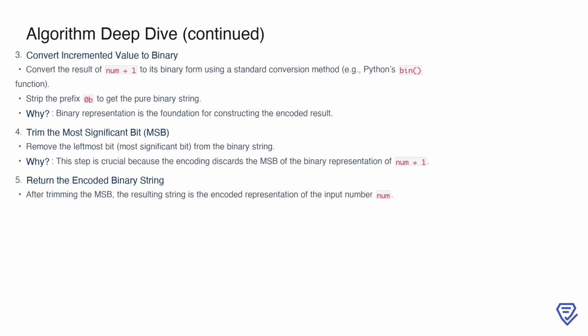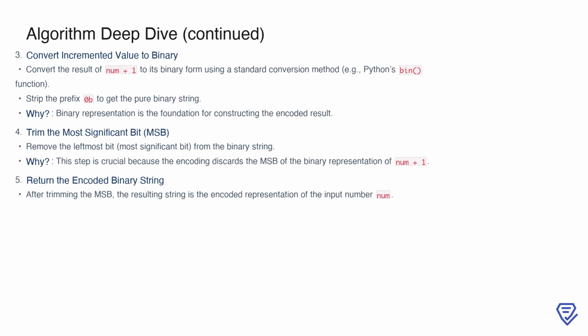Now, after incrementing the input number, the next step is to convert the result into its binary representation. This is done using a standard conversion method, such as Python's bin function. The binary string generated will often have a prefix, such as 0b, which needs to be stripped to isolate the pure binary form. For example, converting 6 yields the binary string 110.